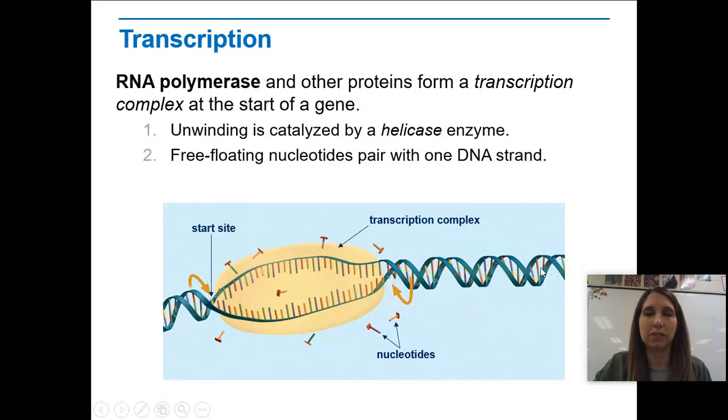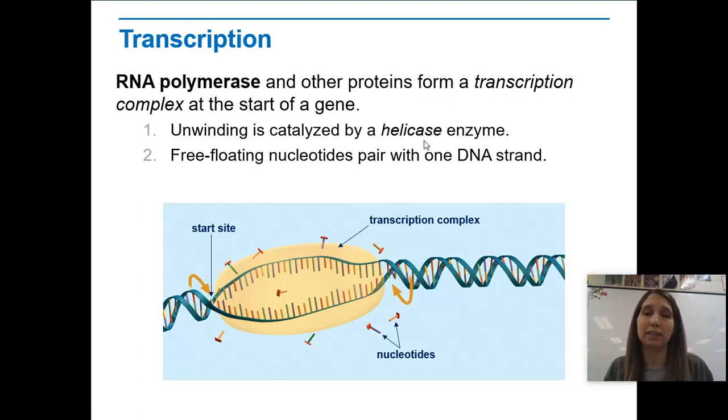So I've still got my DNA here going left to right. I have my transcription complex here that would be comprised of RNA polymerase and several other types of proteins and enzymes. And one of those other enzymes is a helicase enzyme. If you remember in chapter 13 what helicase does, it's named because it helps to unwind the helix, right? Helicase, it breaks down the helix.